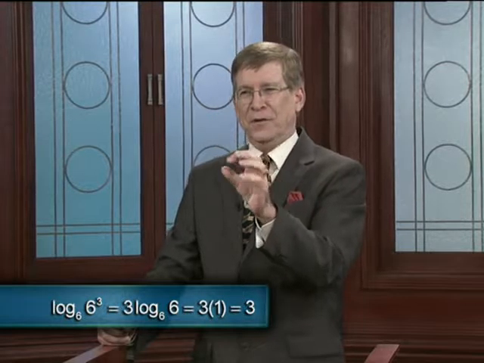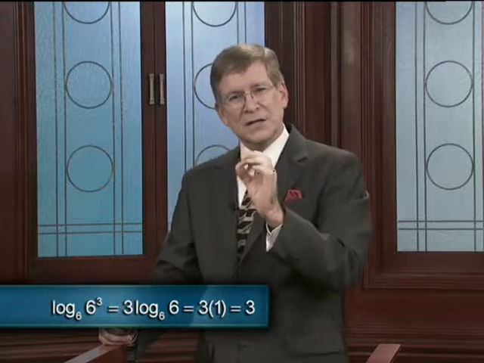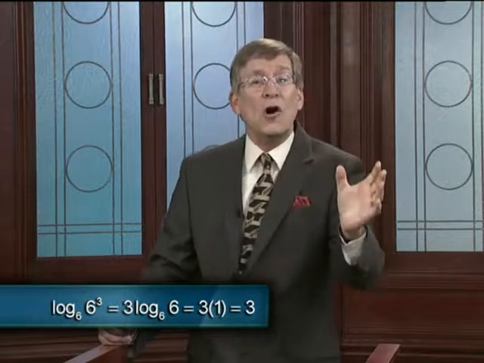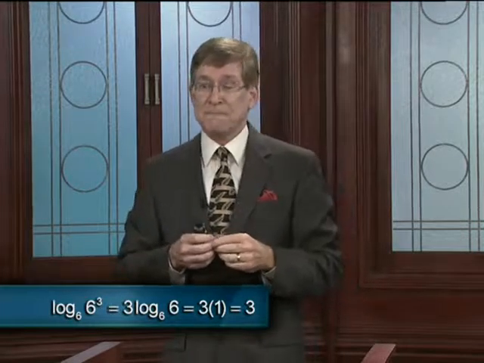Of course, we knew that property earlier, didn't we? We could have calculated that earlier without this fancy formula because, look, these are inverses of each other. 6 to the cube, 6 to the third power, is the exponential function, and then we log that. They're inverses, they undo each other, and you're left with 3. But let me show you one that's not so easy.